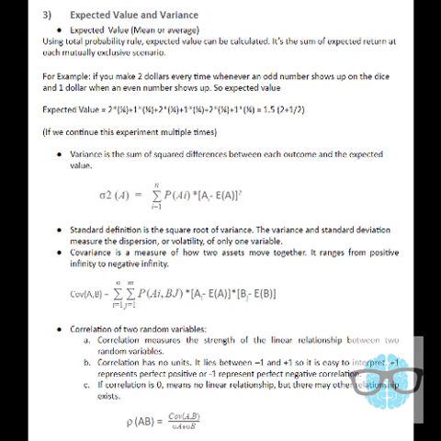It can be better explained using this example. Let's suppose we roll a dice, and whenever there is an even number, we make $1, and when an odd number shows up on the dice, we make $2. If we do this experiment multiple times, you'll see the expected value which we make will converge to its average.